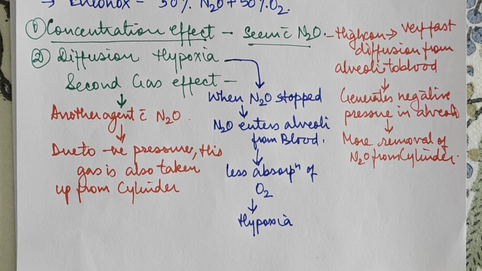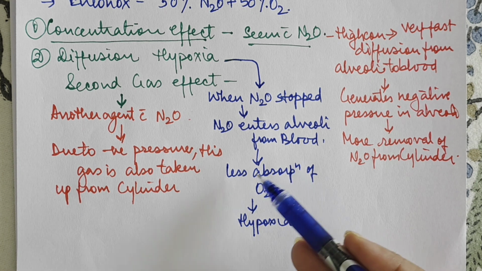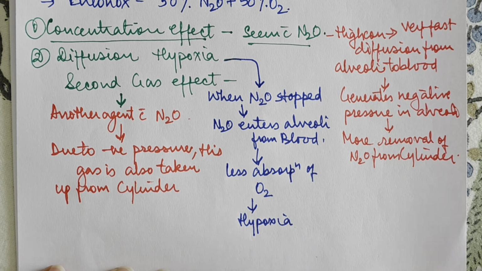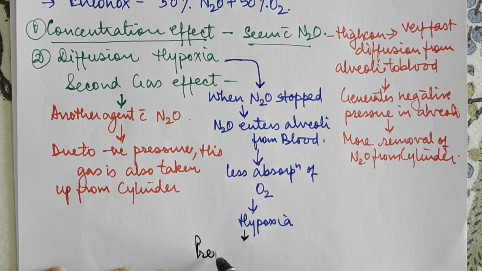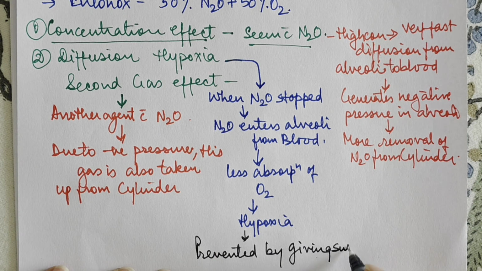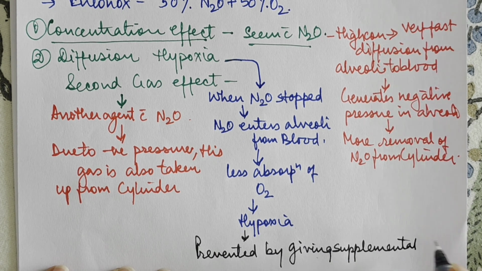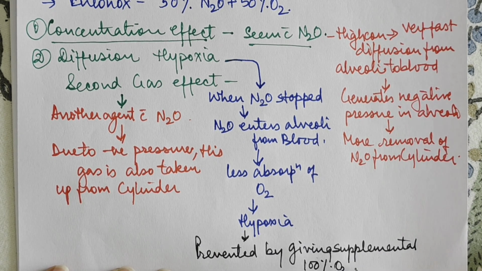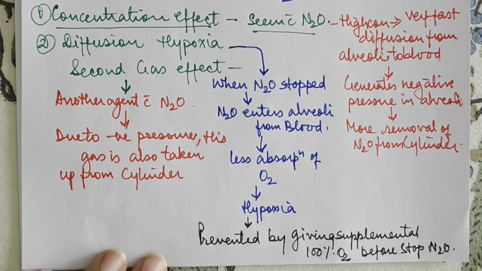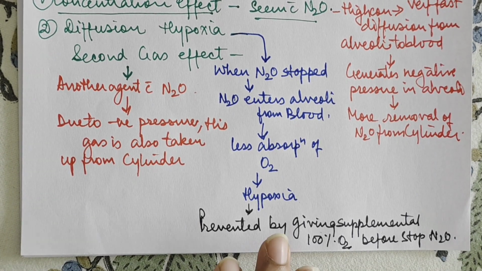So recovery is fast. As soon as you stop N2O, all of the N2O in the blood will start coming into the alveoli. Then less absorption of oxygen occurs, and that causes hypoxia. So how can you prevent it? This hypoxia is prevented by giving supplemental oxygen. Give supplemental 100% oxygen before stopping N2O. So we try to reduce the hypoxia by giving supplemental oxygen before you stop N2O.